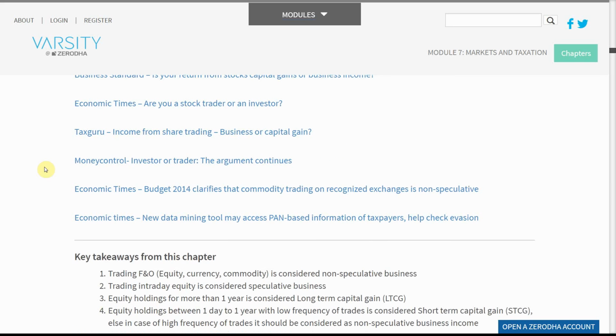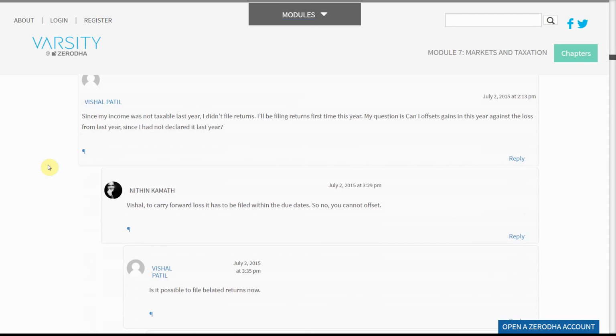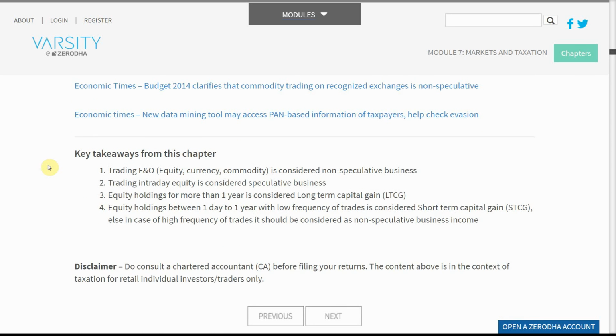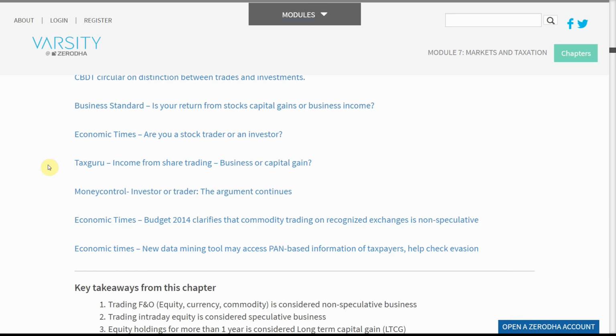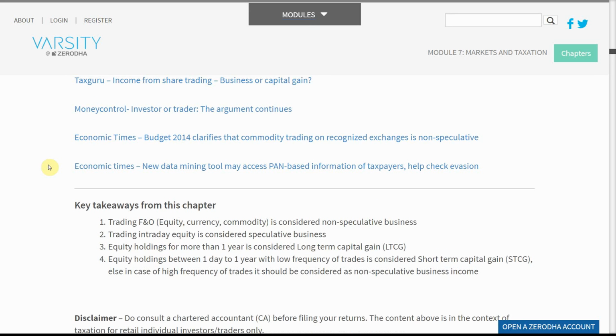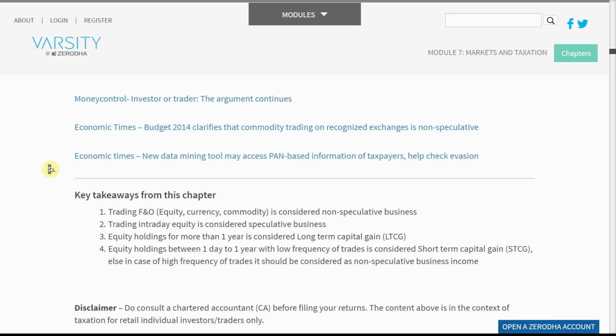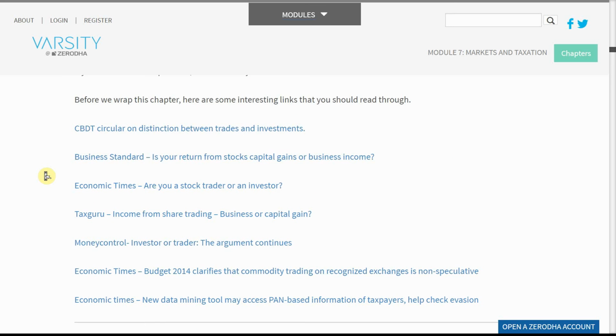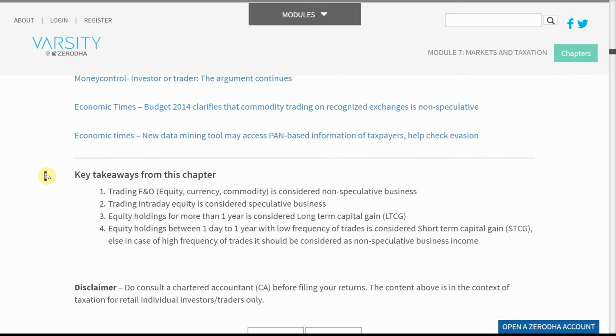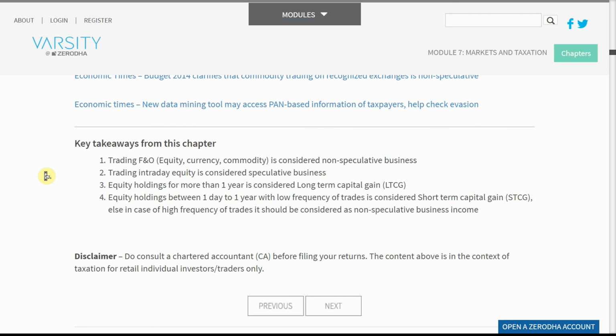Similarly, if you are trading F&O or intraday equity trading, you compulsorily have to classify yourself as a trader. But you can still show your long-term investments under the capital gains head to get the benefit of LTCG being exempt from taxes. So, you can be an investor, trader, or both. But make sure to keep the above points in mind, and do consult a chartered accountant before filing returns.